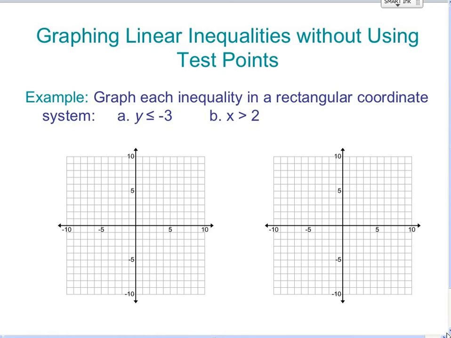Graph each inequality. So we have y is less than or equal to negative 3. Since this is a y value, it is going to be a horizontal line. Since it's equal to, it's going to be a solid horizontal line at negative 3.